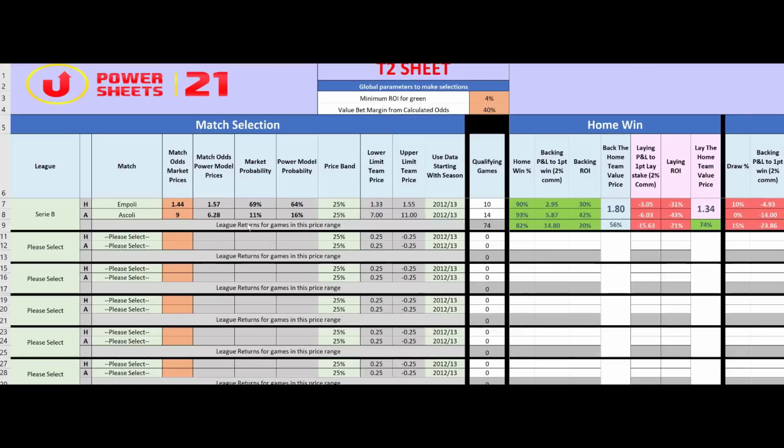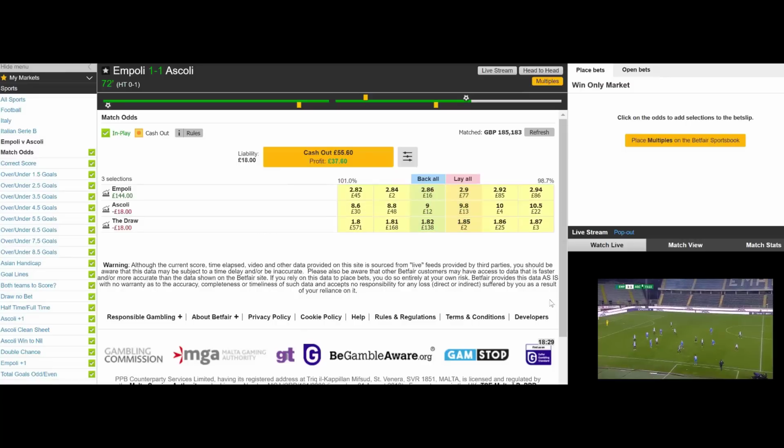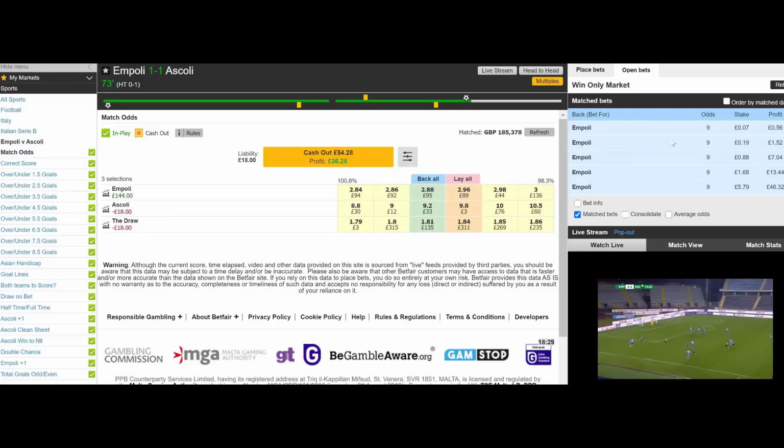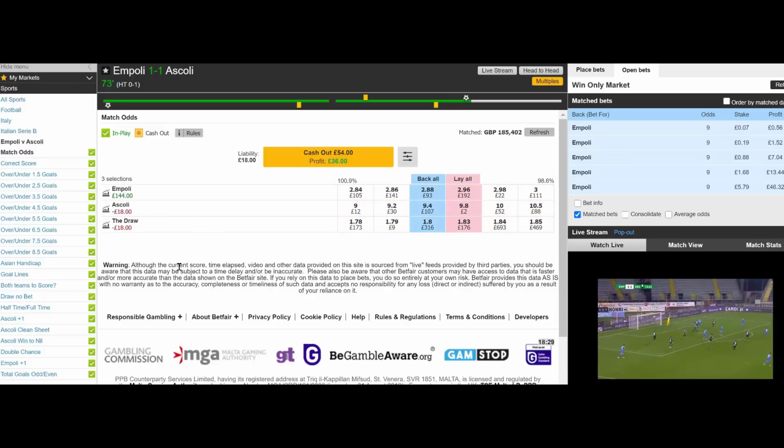So I kind of stumbled on this match just looking through the sheets, and I saw Empoli looking pretty strong for a home win on this one. And then I had a look and I saw that they were losing, okay? So watch just a few minutes of this second half, and Empoli really pushing for the equaliser. So we backed Empoli at odds of 9 with just £18, okay? So it gives us £144 of profit potential.